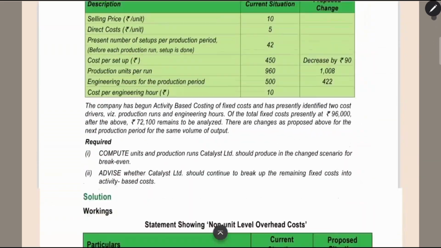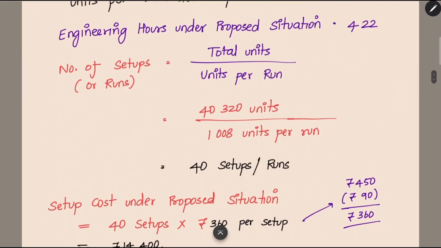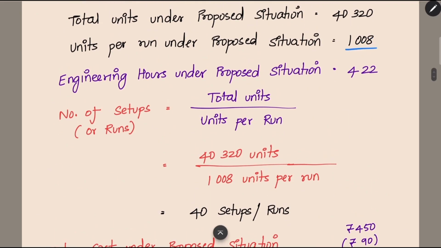Earlier, we had 960 units per production run. Now, in the proposed situation, there will be 1008 units per production run. The engineering hours is also reduced to 422.